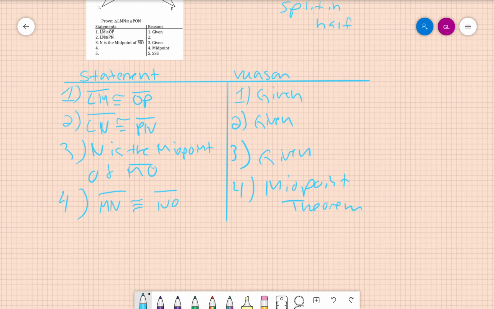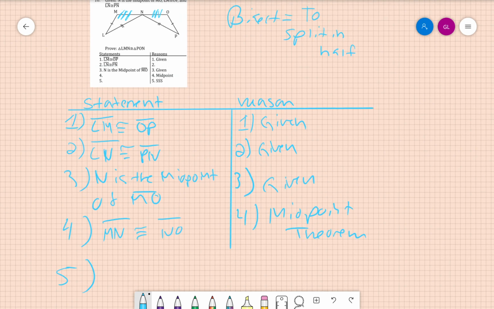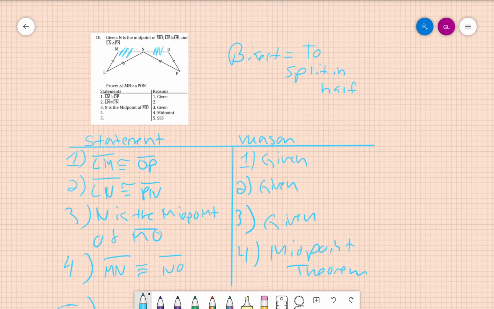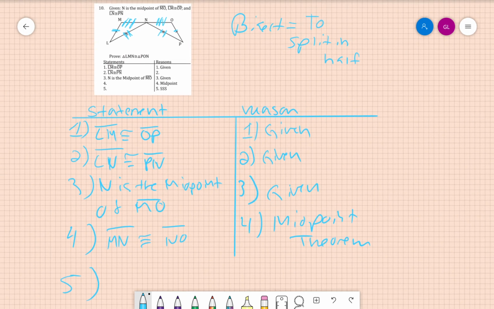And then now step 5. Based on what we have above, we have the 1 hash mark on LM is congruent to OP. So those two segments are congruent on both triangles. We have segment LN is congruent to segment NP. Those two are congruent on both triangles. And then we have the one that we just created by the midpoint, segment MN is congruent to segment NO. So we can tell we have all 3 sides of both triangles proven.